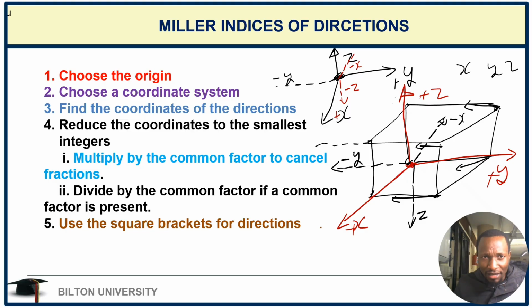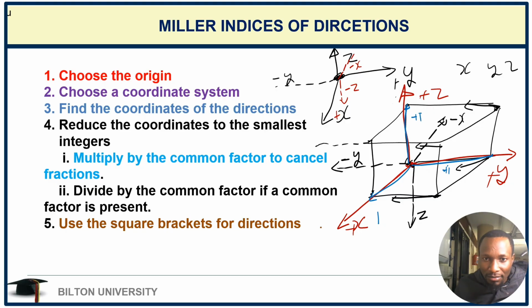Having said that, once you have chosen your coordinate system, then you need to find the coordinates of the directions. That simply means that if I start from this origin and then I move towards this point, this is a full length and that is 1. If I move towards this point, until this corner, that is positive y and that is positive 1. Then if I also move towards this, that will be my positive z, positive 1 in the z direction.